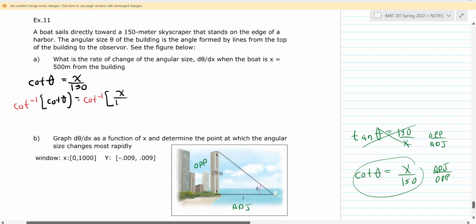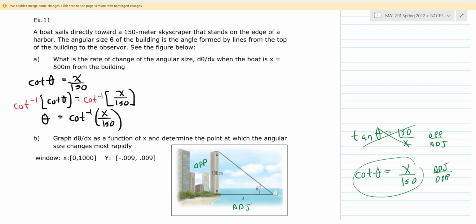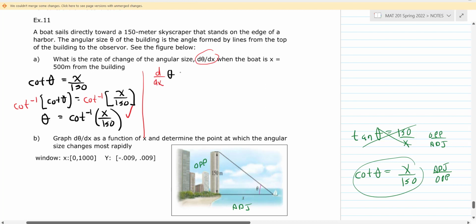Okay, then what happens is this. If you do the inverse of a function, it undoes the operation. That gives theta. So we end up with theta is the inverse cotangent of x over 150. That's the first key to the problem, getting that part figured out. Since we're trying to find the derivative, we're going to take the derivative of both sides of this equation with respect to x, as suggested in the problem.